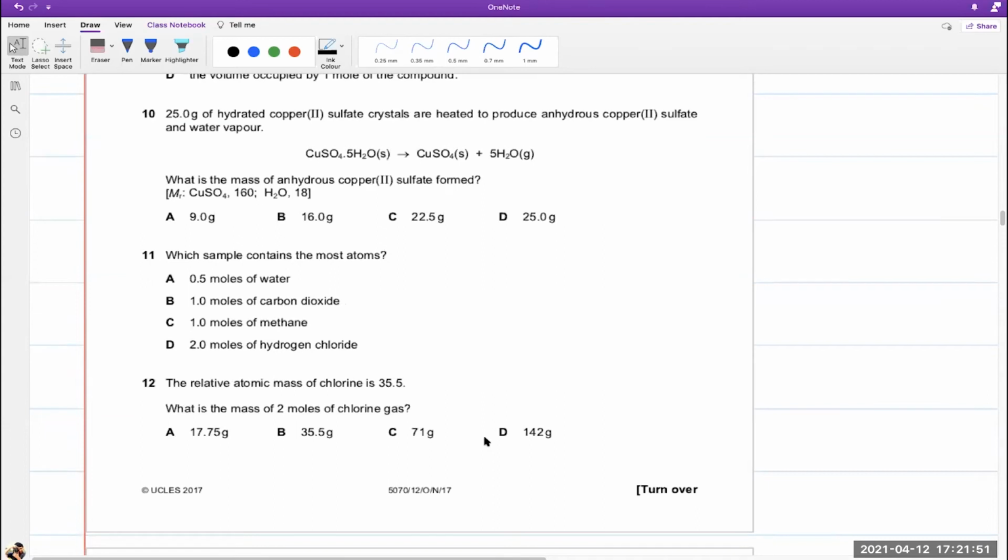All right, 25 grams of hydrated copper 2 sulfate crystals are heated to produce anhydrous copper 2 sulfate and water vapor. Okay, so two main terms here that you need to know: hydrated and anhydrous. Hydrated means that it has water of crystallization. That dot with 5H2O, if you see, that tells me that there is water of crystallization here.